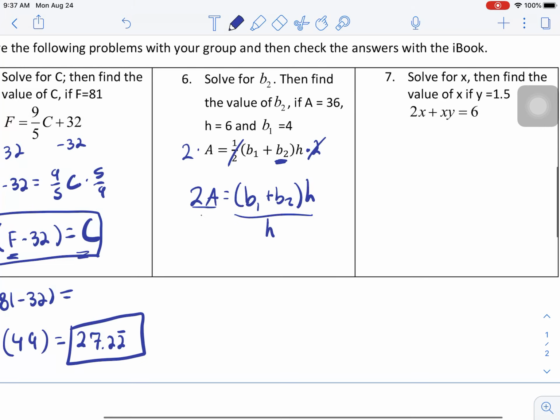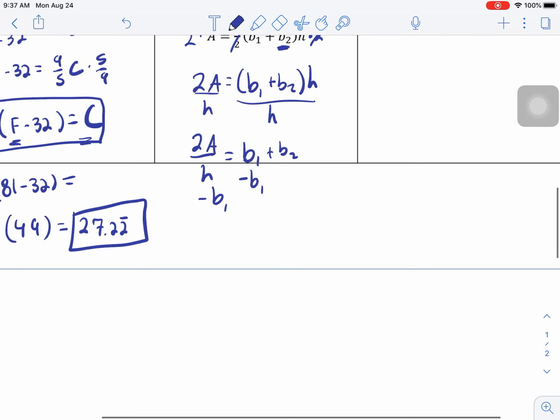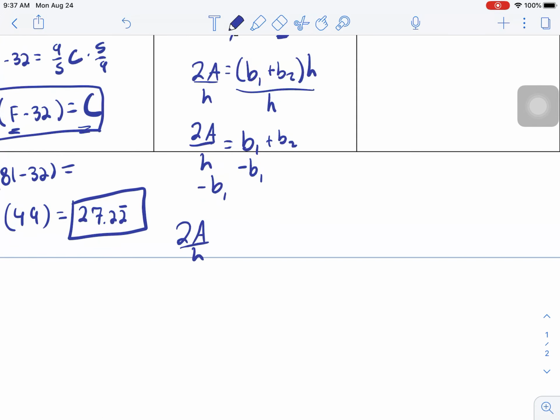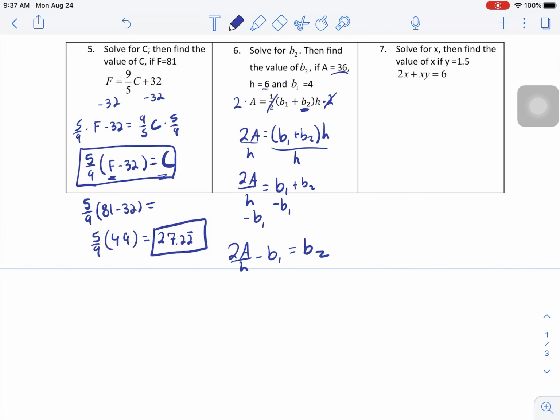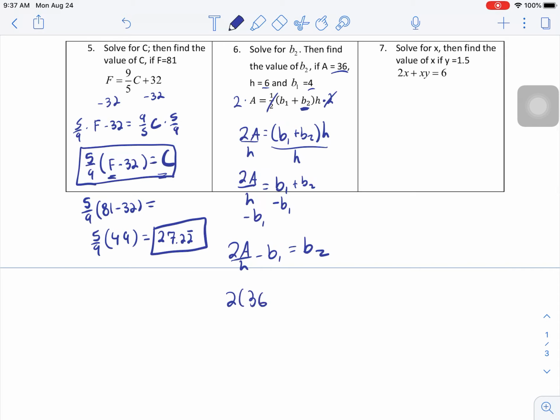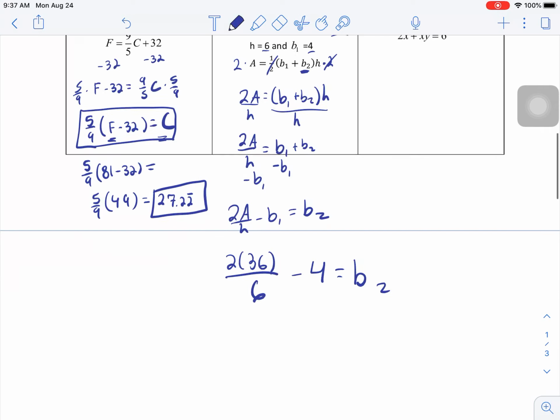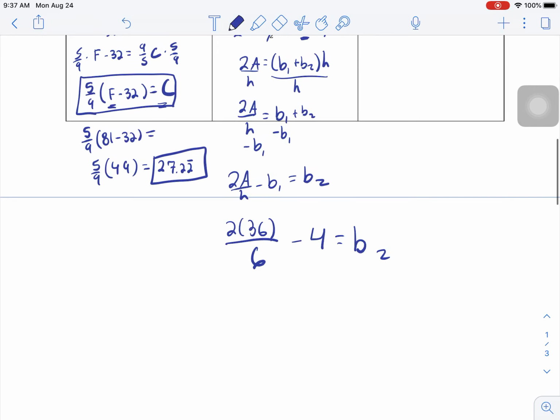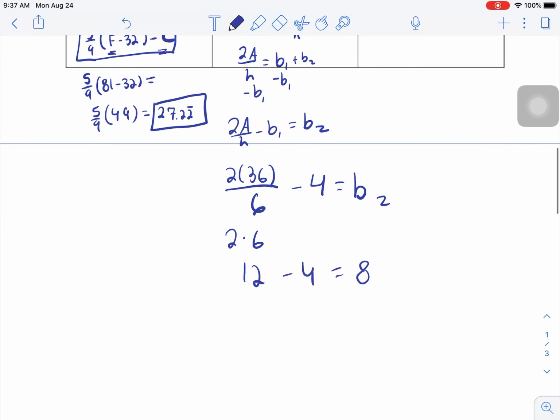We divide off the h from both sides. So that gives us 2a divided by h is equal to b1 plus b2. And then if we're isolating b2, we need to subtract the b1 from both sides. That gives us 2a over h minus b1 is equal to b2. And then again, we're just plugging in all of these numbers. So 2 times 36 divided by 6 is h, minus b1 is 4, which would give us a b2. So then what we're going to do here, 36 divided by 6 is 6, so 2 times 6 is 12, minus 4 gives us 8.